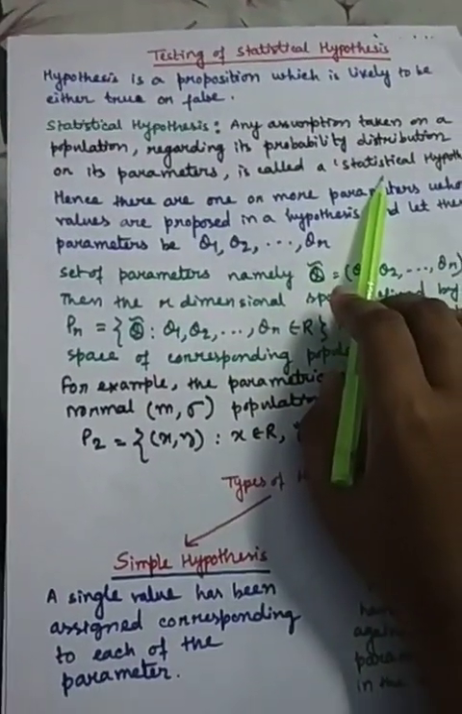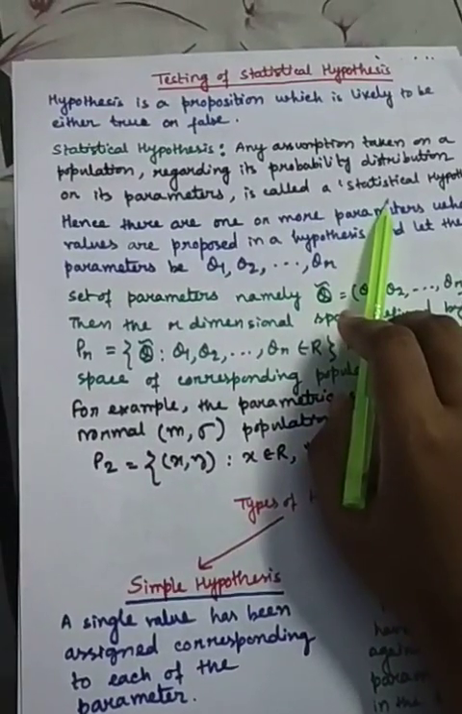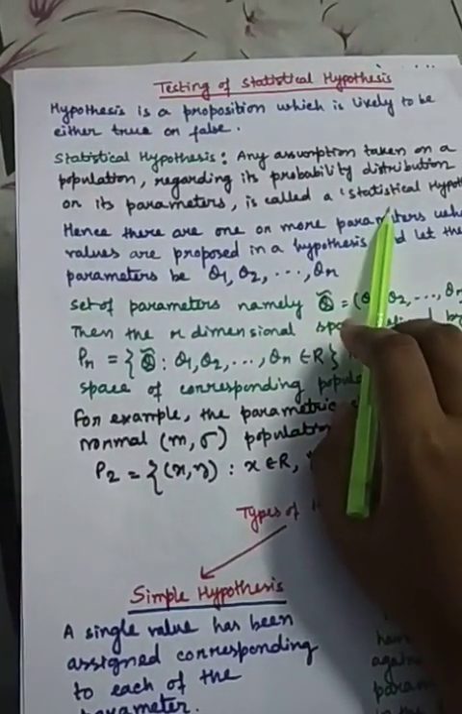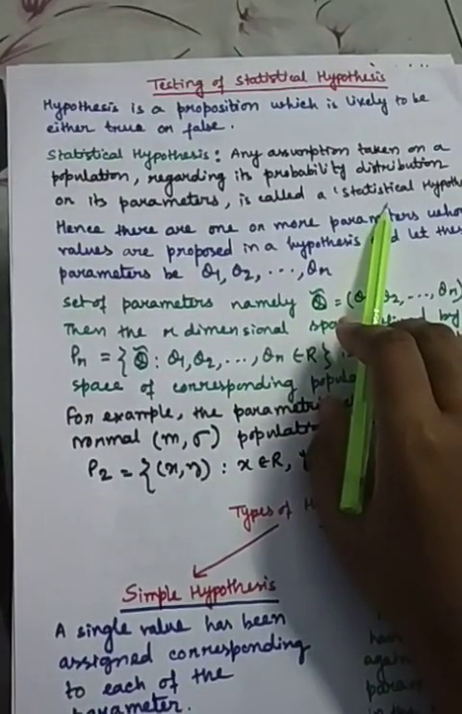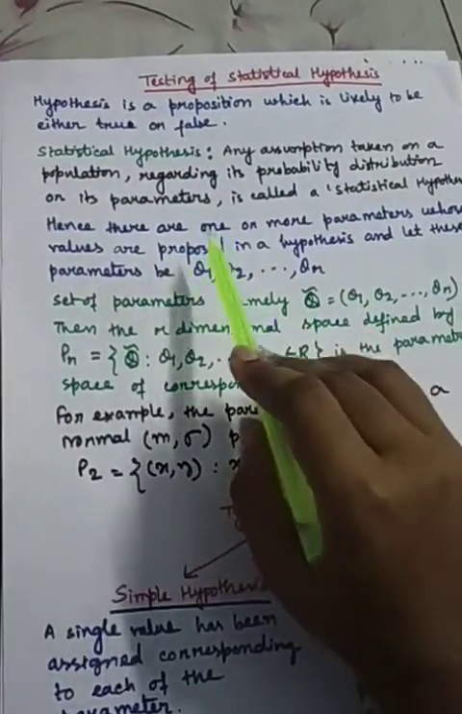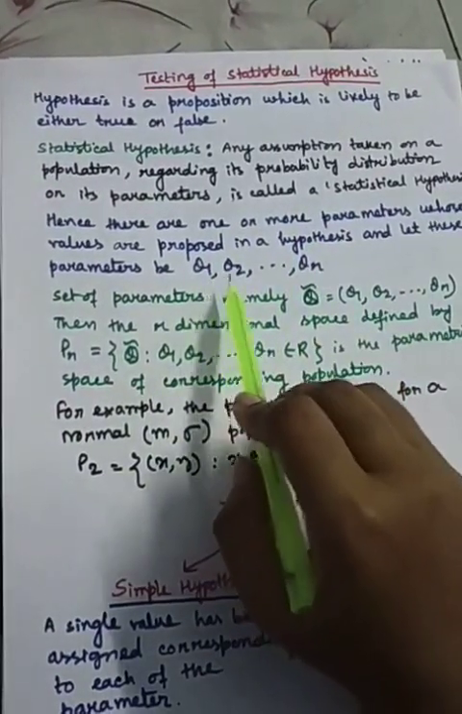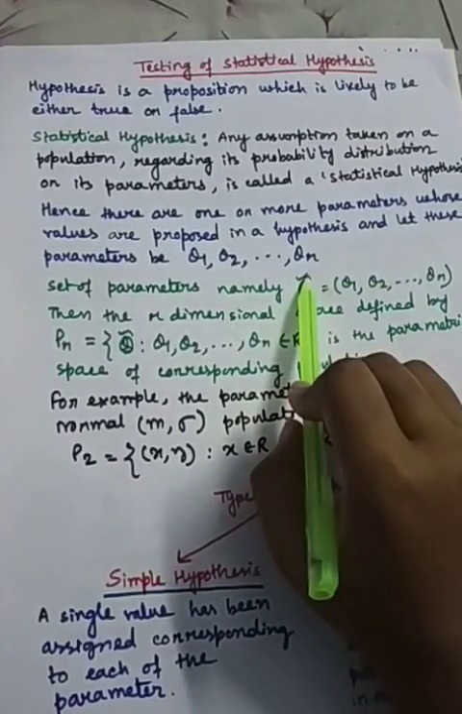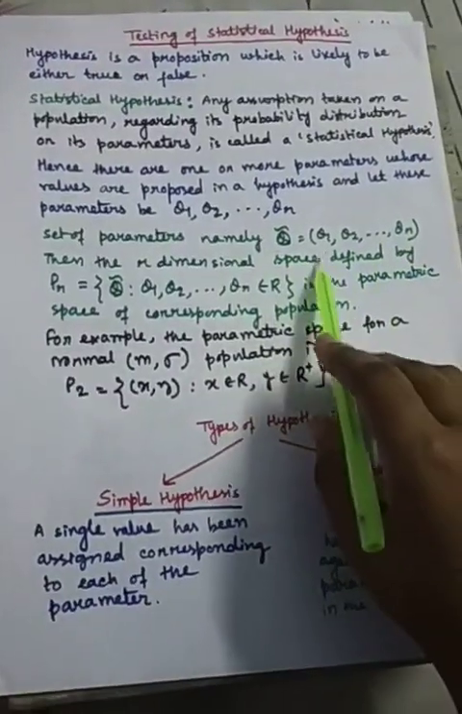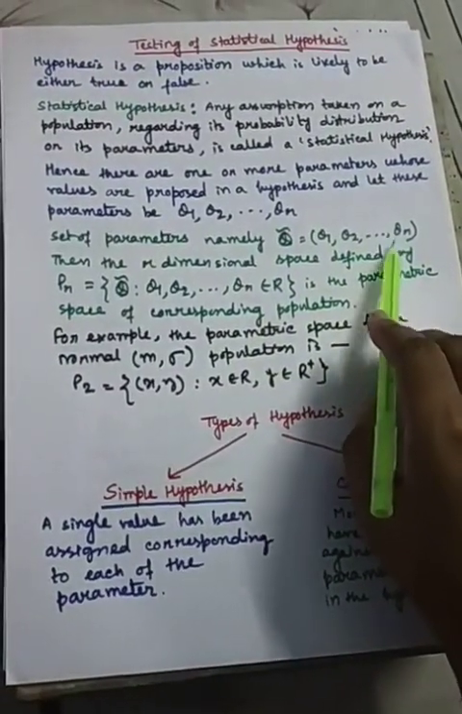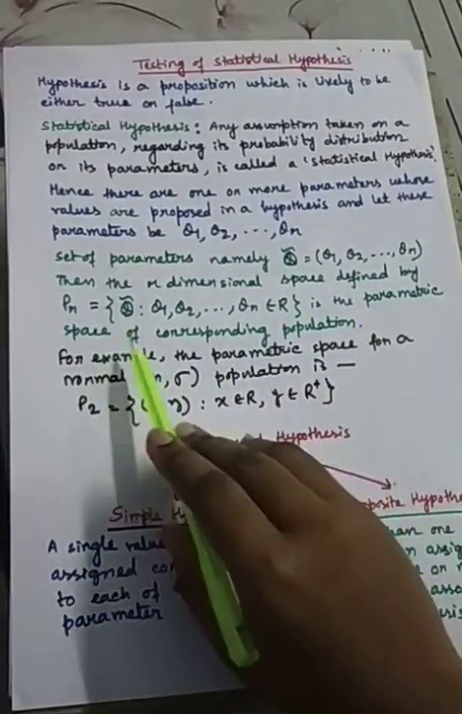As for example, for any normal distribution, if we assume that the mean of that particular distribution equals 5, then our hypothesis is mean equal to 5. Hence, for a statistical hypothesis, there may be one or more than one parameters. Let the parameters be theta 1, theta 2 up to theta r. We consider a set of these parameters by theta prime equal to theta 1 to theta r. Then the r-dimensional space defined by R^r is the parametric space.